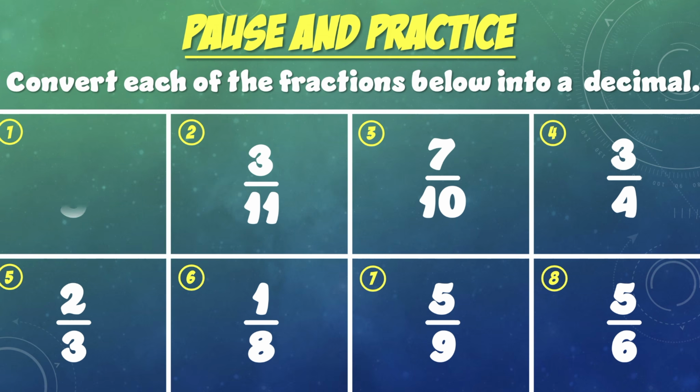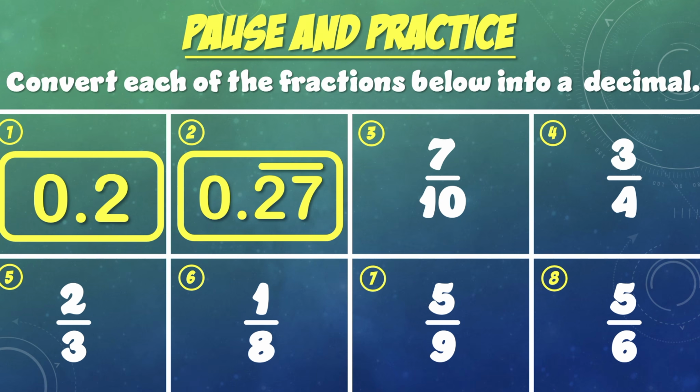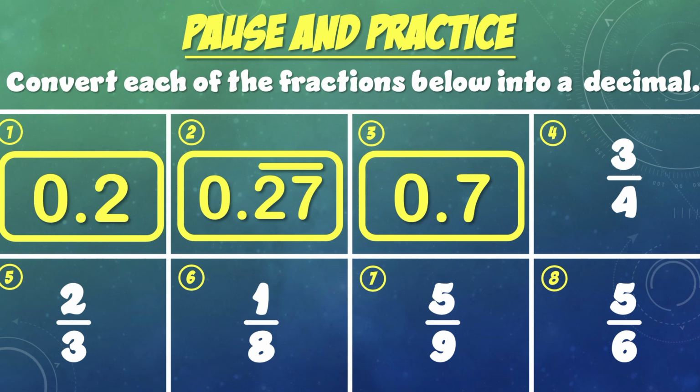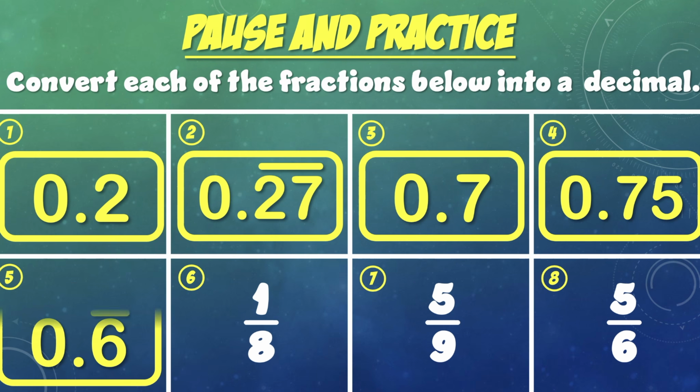So number 1 is 0.2, also read as 2/10. Number 2 is 0.27 repeating, properly read as 27 hundredths repeating. Number 3 is 0.7, properly read as 7/10. Number 4 is 0.75, properly read as 75 hundredths. Number 5 is 0.6 repeating, properly read as 6/10 repeating.